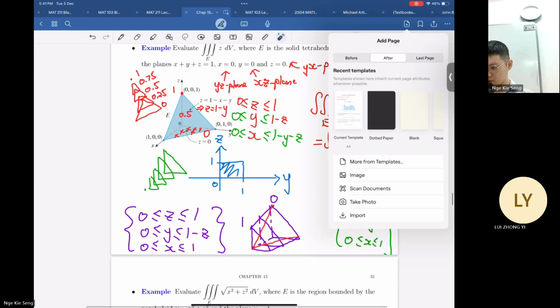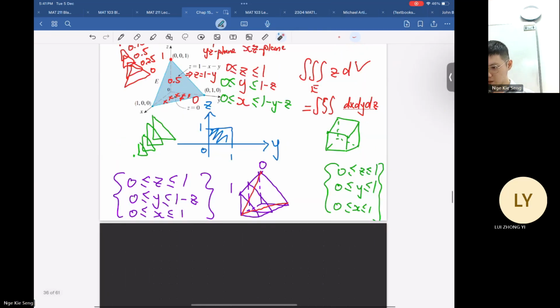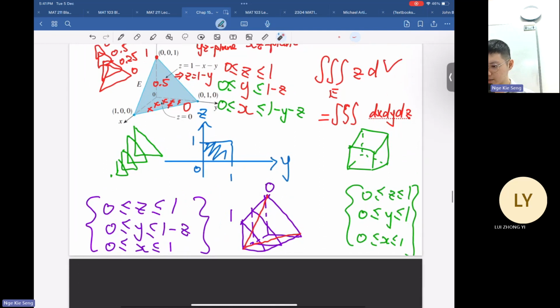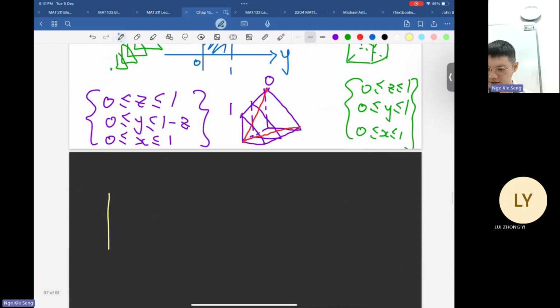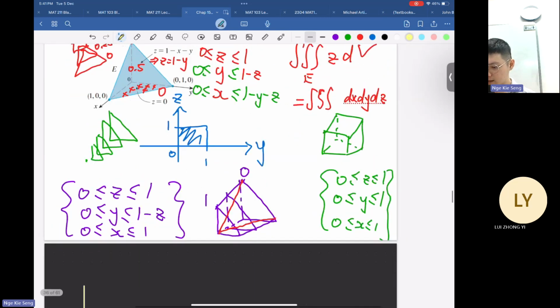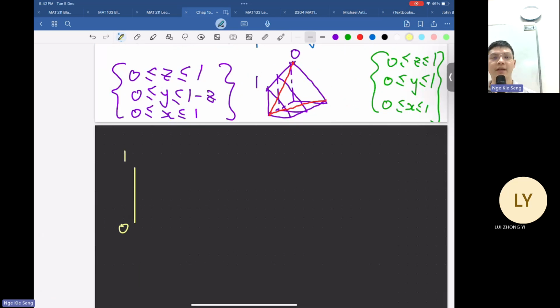Okay, let me draw a bigger picture. So we look at the z direction. We look at the z direction like this, going from where to where? 0 to 1. Okay. This is the z direction. Let's say here, 0 to 1. Okay. And then we look at the zy direction.